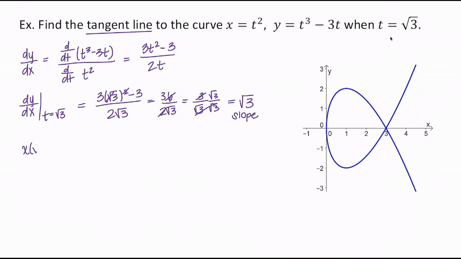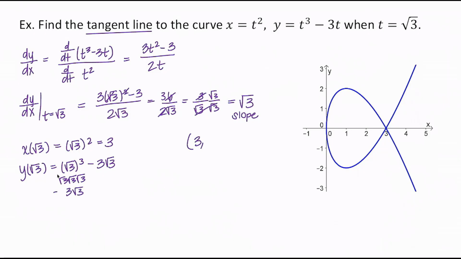So x of rad 3 is equal to rad 3 squared. Well, that's just 3. So my coordinate point so far is going to be 3 comma something. And then y of rad 3 is going to be rad 3 cubed minus 3 times rad 3. Rad 3 cubed, so rad 3, rad 3, rad 3, that is just 3 rad 3. And then minus 3 rad 3, that's 0. So it works out quite nice. My coordinate point is 3, 0.